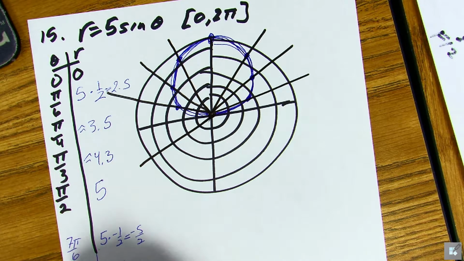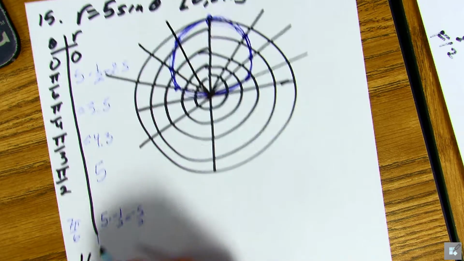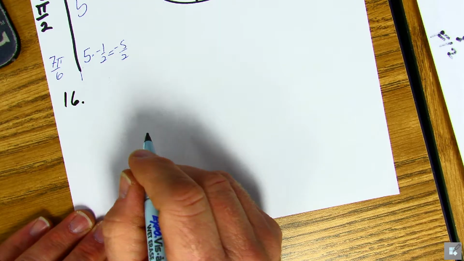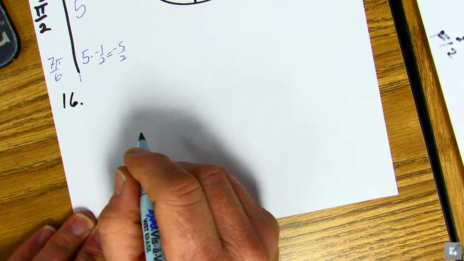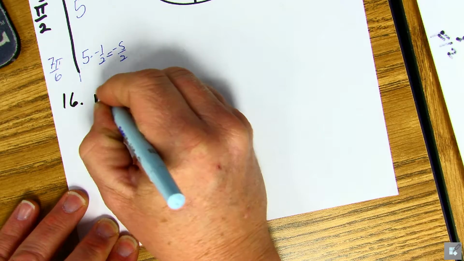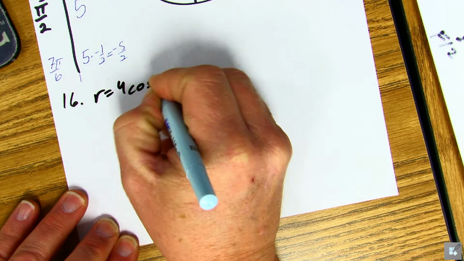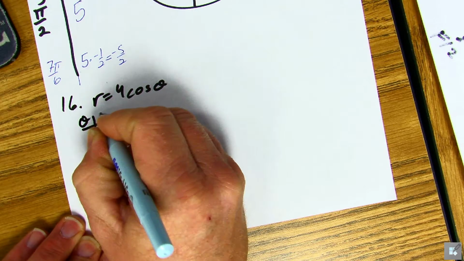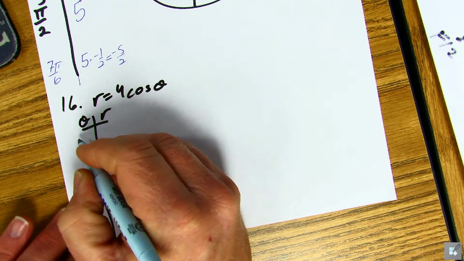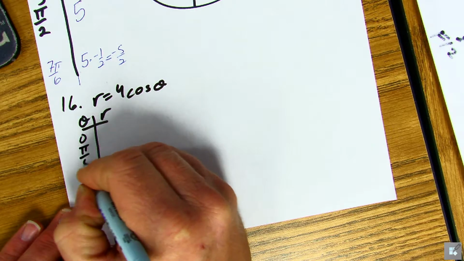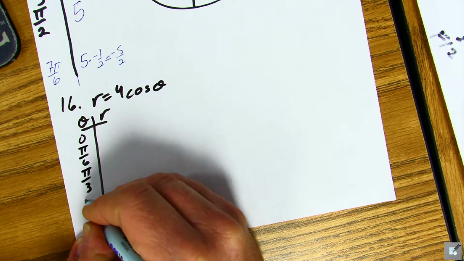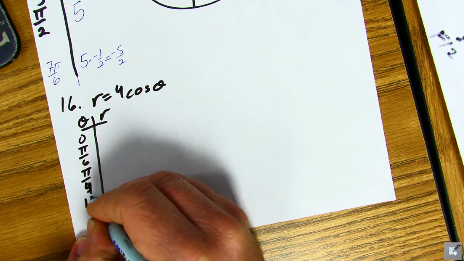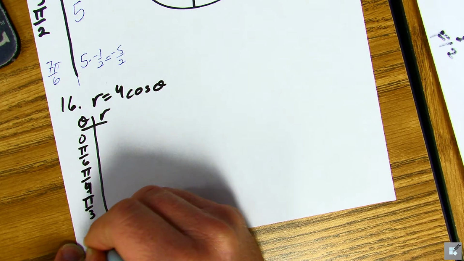Okay, let's go ahead and take a look at 16. So 16, try to do that down here. 16 says we have r equals 4 cosine of theta. Again, we're going to try to see what kind of things we can come up with, a pattern or so, for theta and r. So we have 0, pi over 6, pi over 4, pi over 3, pi over 2. Let's see what we get to first here.